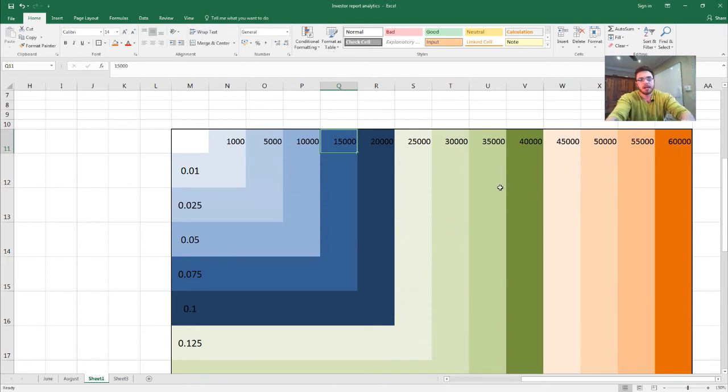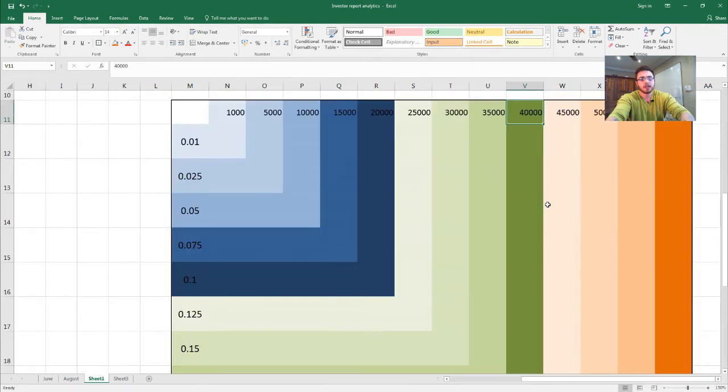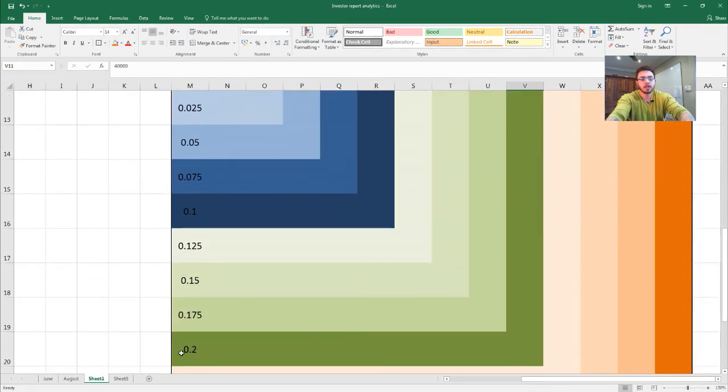As we keep on going down, let's say to the $40,000 account, we've got an exposure of 0.2, so that's $2 per pip. Now that's getting a bit nicer.